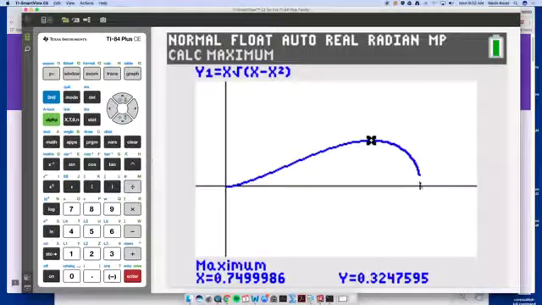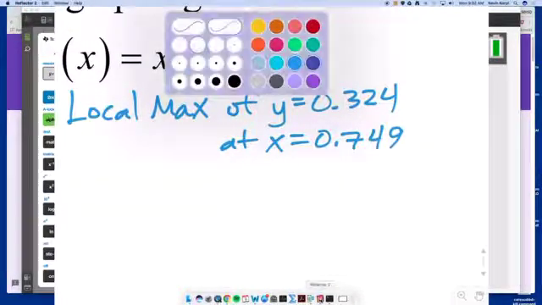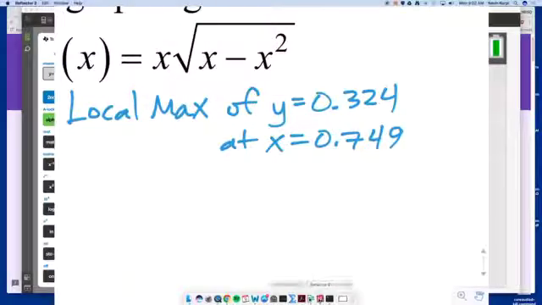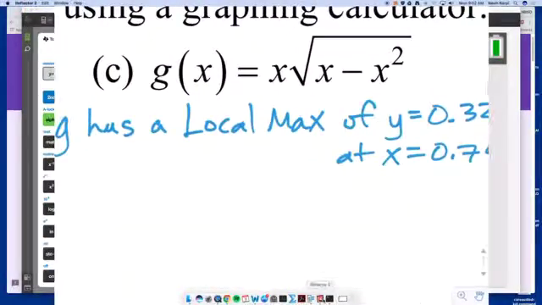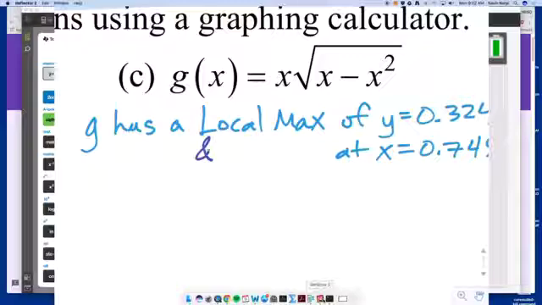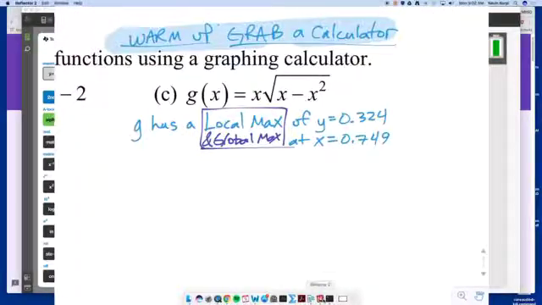And that looks like it's the only place. This is x equals 1 right here. So here's what I wrote down. Local max of, and then at. Now, is that also the absolute maximum or the global maximum? Yeah, it is. So we could say that as well. It has a local max and a global. I'm just going to add that underneath here. And a global max of y equals that at x equals that.